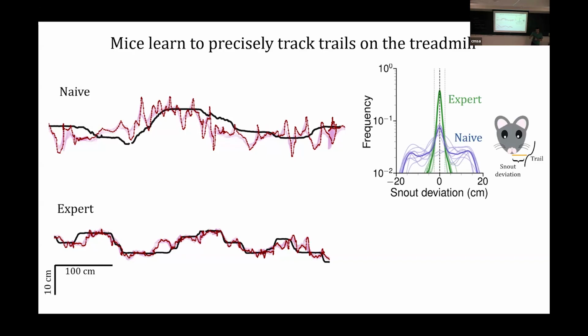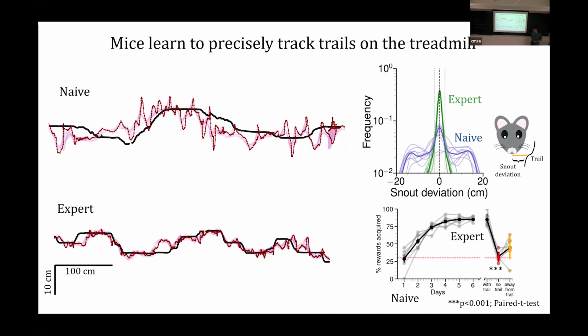The snout is just the tip of the nostril. And what you hopefully see is that the variance of the naive mice is all over the place. Sometimes it goes to the edge of the box and things like that. And in the expert session, and by expert, what I mean is in about 5 days, you see that mice track the trail very, very well.